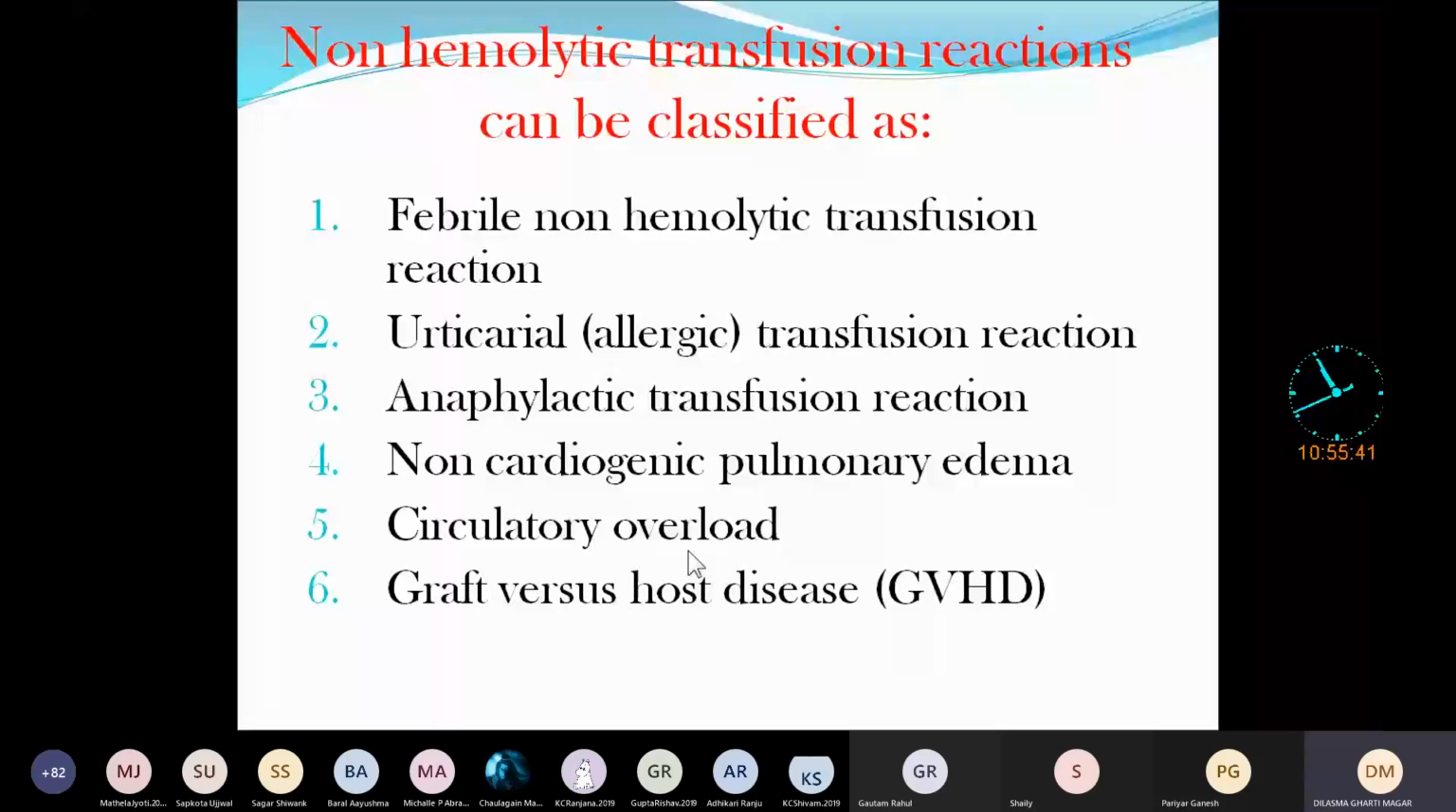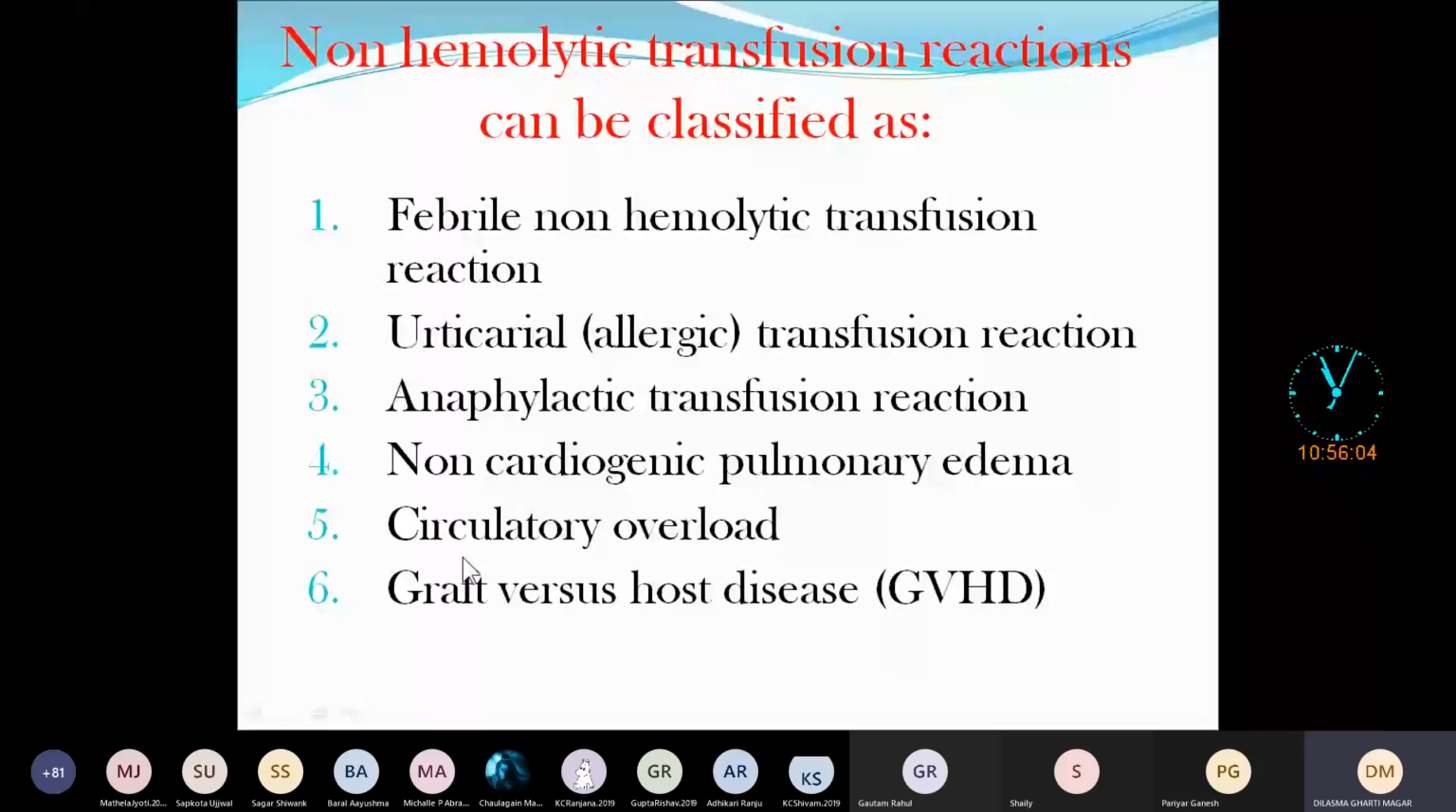Suppose a person has to receive 3 pints of blood, and somebody, with negligence, transfuses all 3 pints within a short period of time, like 2-3 hours, then there can be circulatory overload. So it has to be transfused slowly, drop by drop. And 1 pint, usually we will finish by 4 hours or 3 hours, understood here?